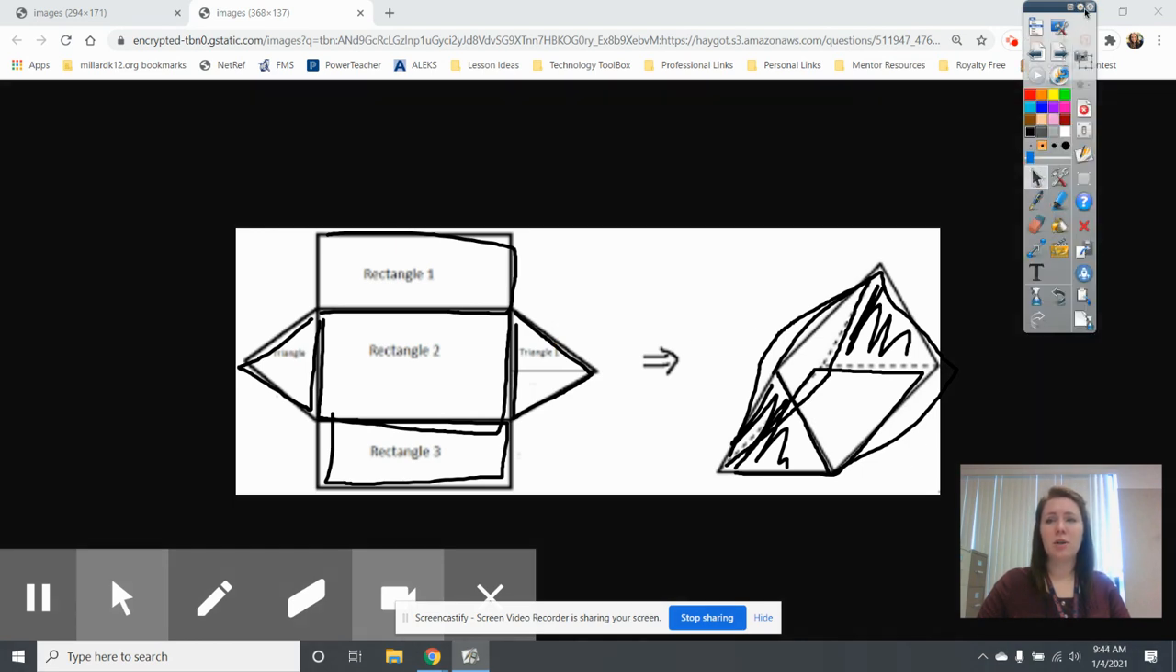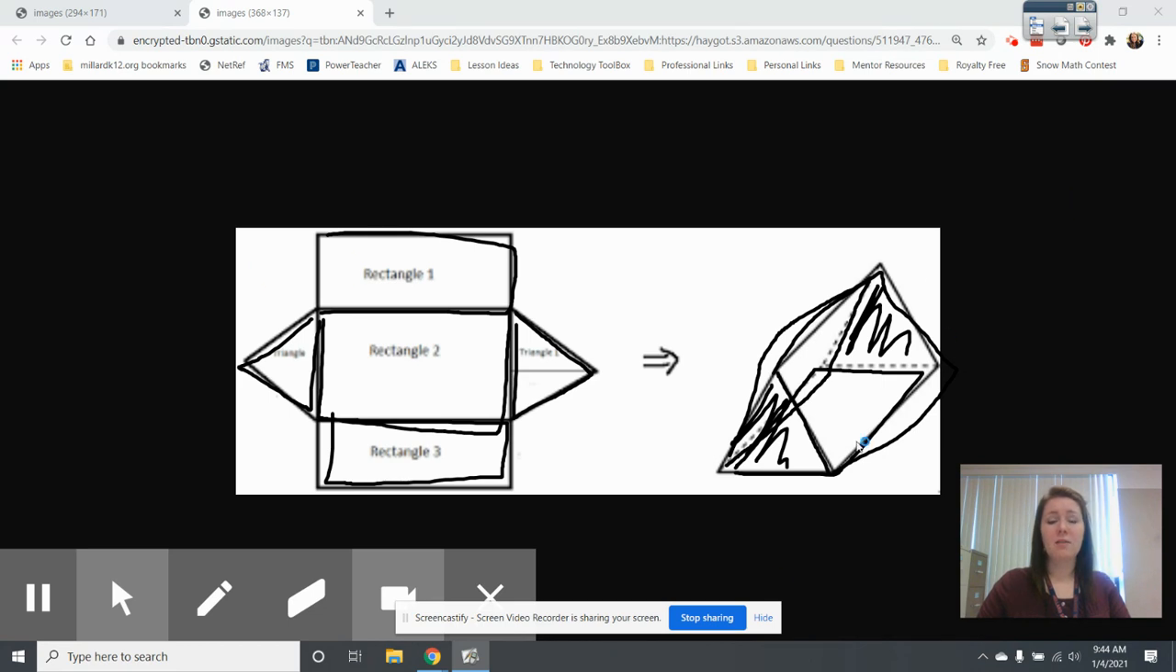That's going to work for finding the surface area of any kind of prism: you just find the area of all the sides.